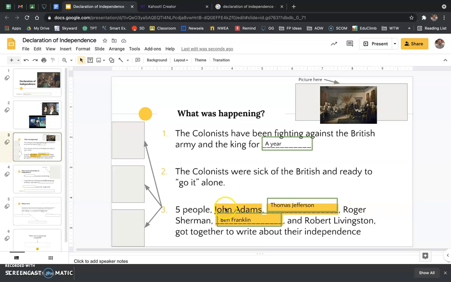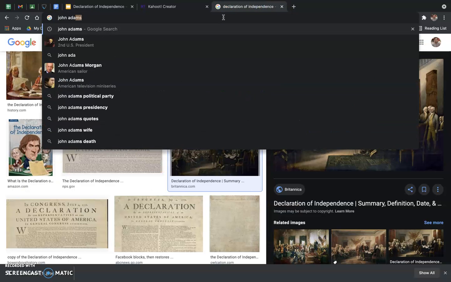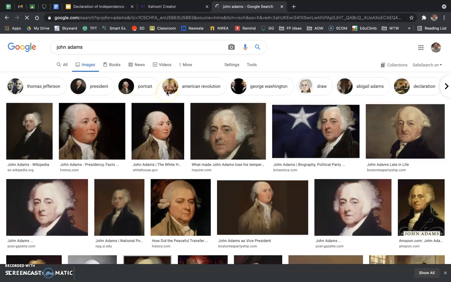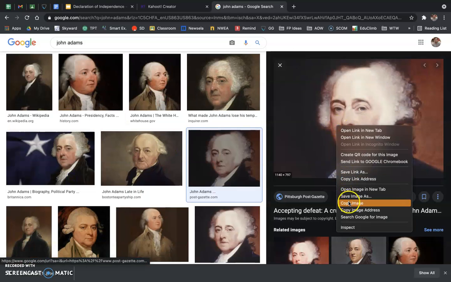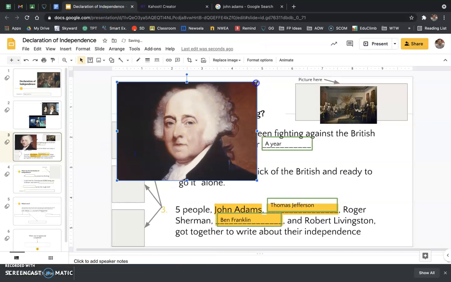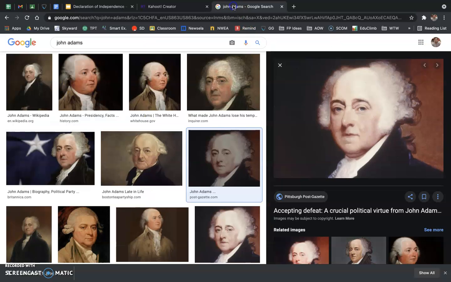Okay, so I want you to find a picture of John Adams, Thomas Jefferson, and Ben Franklin. That's why they're highlighted. 1, 2, 3, and I want you to put them in 1, 2, 3. All right, so John Adams first. You can pick any picture that you'd like here, but this is the guy that we talked about with the funny hairline. Okay, copy image. John Adams first. Next is Thomas Jefferson.